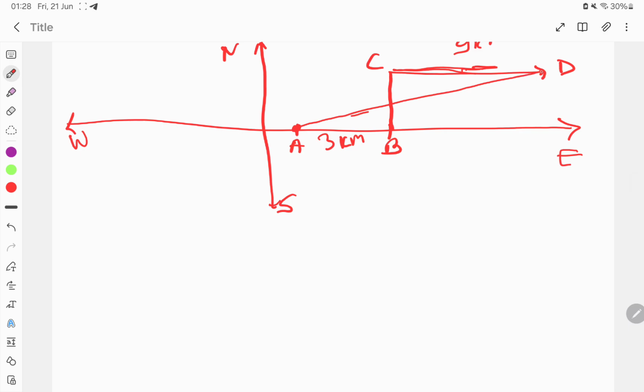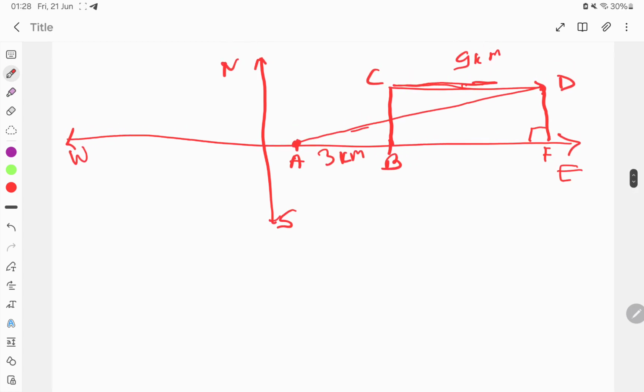Now I draw a perpendicular line DF, which is 90 degrees, and then BFDC is a rectangle. So this side is also 9 kilometers and this one is 3. So total side AF is 12 and DF is 4 kilometers. So we have to find AD.